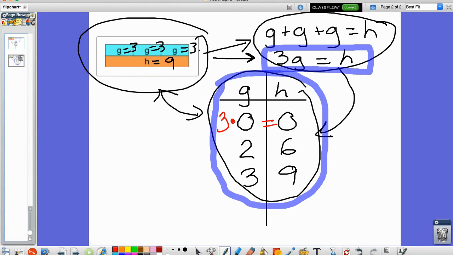3 times 0 is 0. Okay. How about here? 3 times g. Take 3, multiply it by the g, and do I get it equal to h? Oh yeah, 3 times 2 is 6. What about this one? Take 3, multiply it by the g, and I should get it equal to h. Is this true? 3 times 3 equals 9? Oh yeah, that's true as well. So this equation matches with the table. Okay? And so I hope you can see how all of these 3 representations are connected to each other.